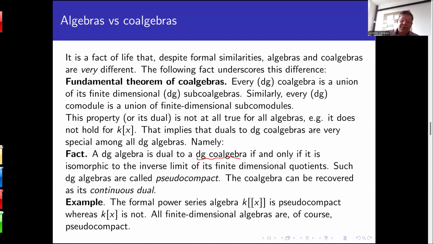If you have a coalgebra, then its dual is a pseudocompact algebra. If you have a pseudocompact algebra, its continuous dual is a coalgebra. Here's an example, okay? The formal power series algebra is pseudocompact, but the uncompleted polynomial algebra is not pseudocompact. Of course, all finite dimensional algebras are pseudocompact.